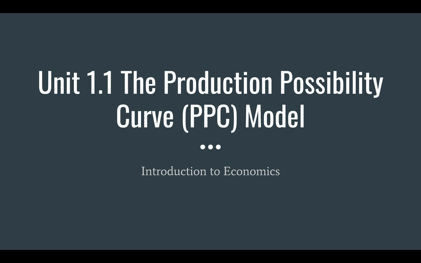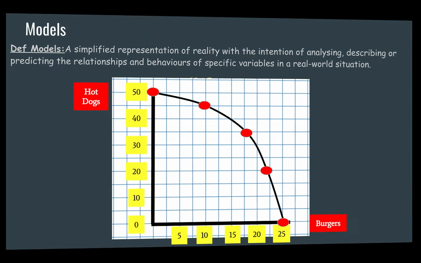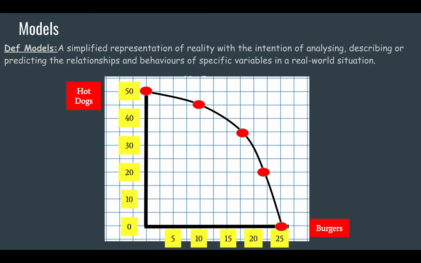Okay, this is the first in a short series of videos on what's called the production possibility curve. In this video, we're going to define what a model is and then explain a few of the assumptions regarding what the PPC, or production possibility curve, is. So the very first thing we're going to start off with is a definition.